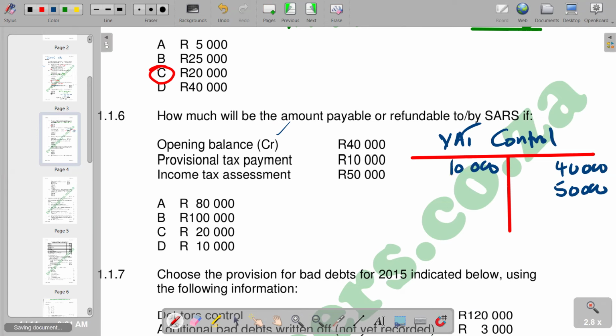And then now to calculate the amount payable. This one is going to be payable to SARS, because we are having the credit being greater than the debit. So we are supposed to debit VAT control and then we credit our bank. So in this case, we now balance it. We see that we have got 40 plus 50, we are getting 90. And then now we say your 90 will be in between the double lines.